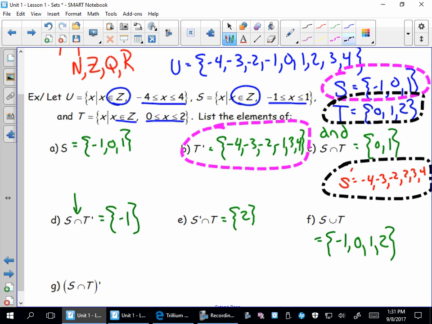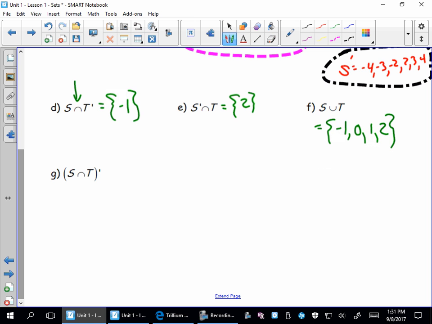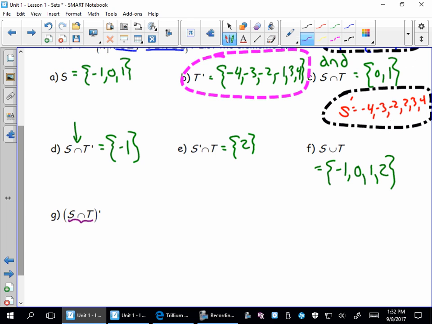Okay, last one. S and T not in brackets. So this is the complement, the opposite of just S and T, which we've seen already. That's question letter C. So I need the opposite to part C. C was 0 and 1. So the opposite to that would be I need a -4, a -3, a -2, a -1, not 0 or 1 because they're in S and T. And I need a 2, a 3, and a 4.